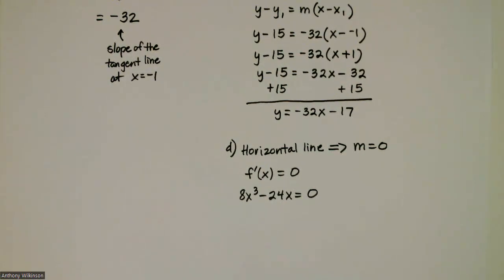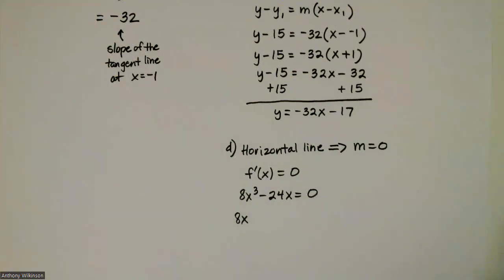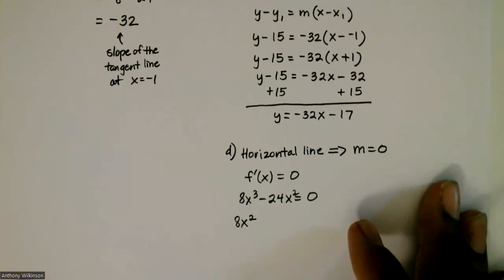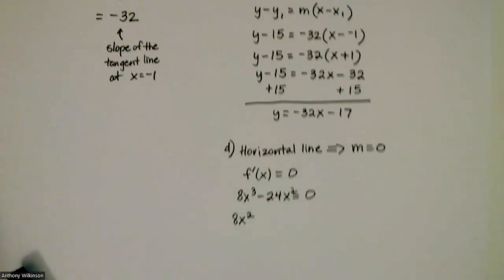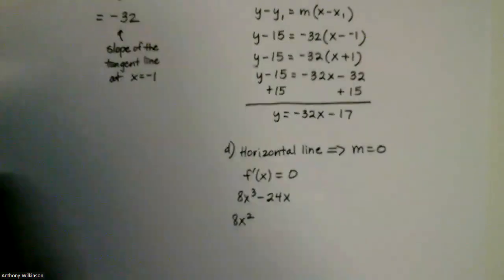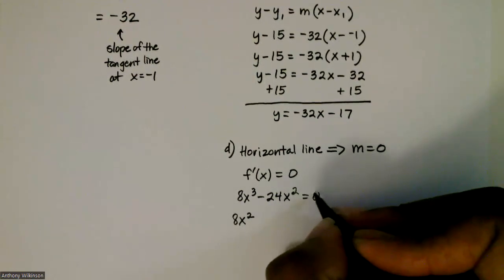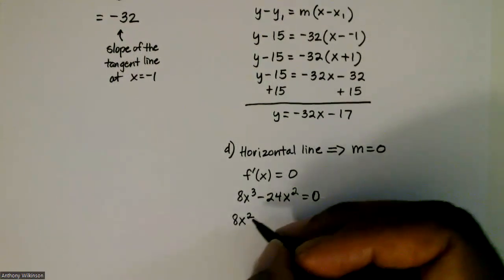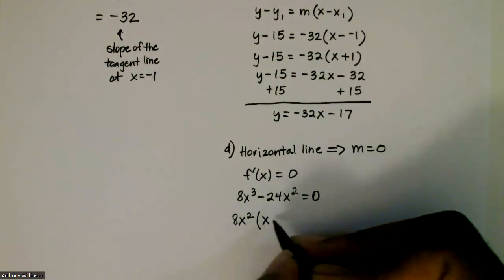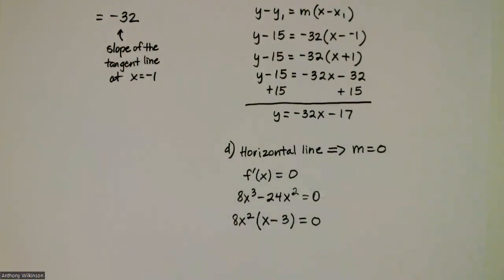Now let's do some factoring on the left-hand side. Common factor there is 8 and x squared. Okay, so let me correct that. So it's 8x cubed minus 24x squared equal to 0. That was our f prime of x. And if you factor out the 8x squared, 8x cubed divided by 8x squared would leave you with x, minus 24x squared divided by 8x squared would be 3. That would be equal to 0.